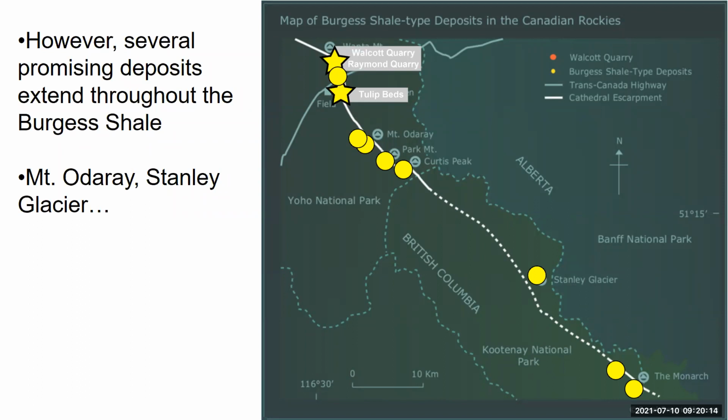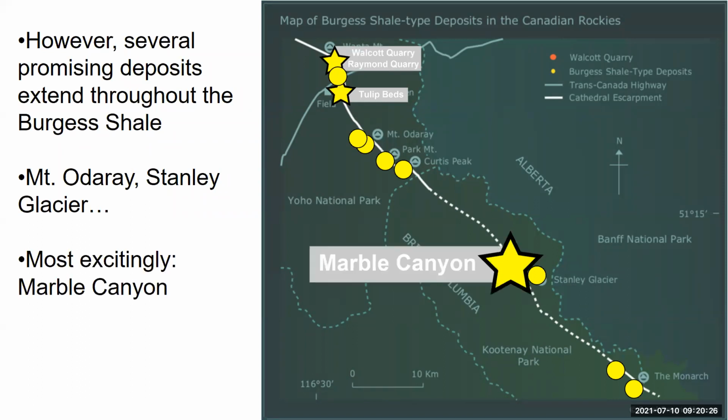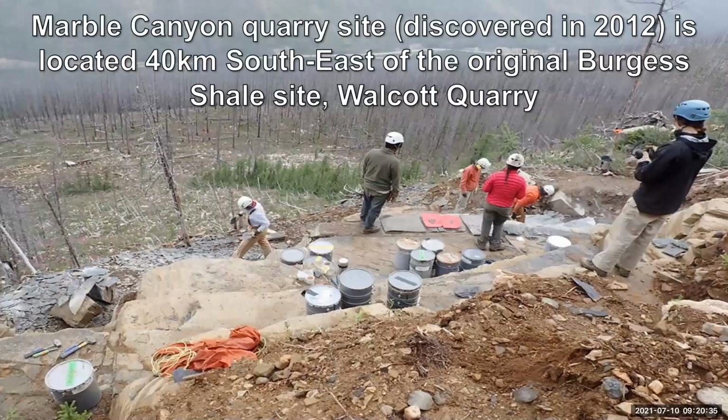There is the Raymond Quarry located directly above Walcott Quarry. There is the Tulip Beds on Mount Stephen, which are two sites I'm going to be coming back to in a little bit. But what I'm really focusing on for this middle part of the talk is going to be Marble Canyon. And I say most excitingly with the caveat that I did my PhD on Marble Canyon, so I'm very, very biased here. But it is an exciting discovery.